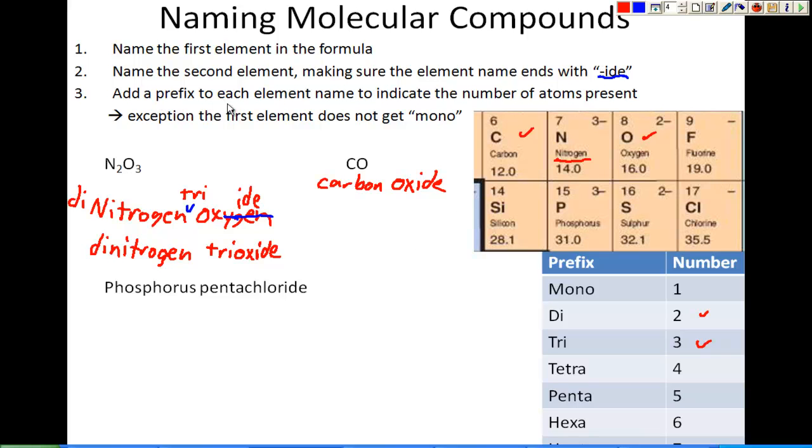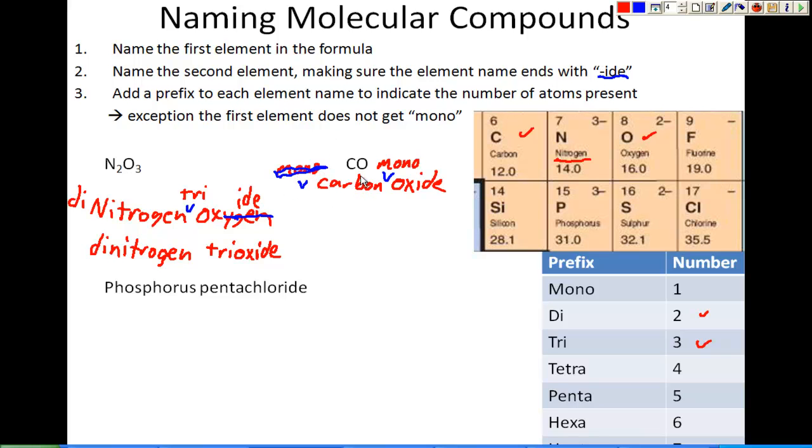Add the prefix to each element. So you'd write mono, so there's only one carbon. You'd also write mono oxide right there. So it would be monocarbon, mono oxide. Now, there's an exception here. The first element does not get mono. So this is the first element right here. It does not get mono, so we're going to take that back.